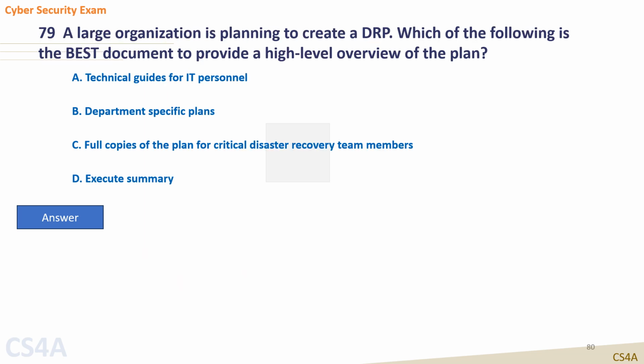Here the question is: a large organization is planning to create a DRP. Which of the following is the best document to provide a high level overview of the plan? Here the keyword is high level overview. The first option is a technical guide for IT personnel, a document only IT personnel can use, so this is not the correct answer. A department specific plan is also not correct, because it is not high level. A full copy of the plan for critical disaster recovery team members also won't give the high level activities. Executive summary is the correct one, since it contains a high level overview of the plan. So the answer is D.